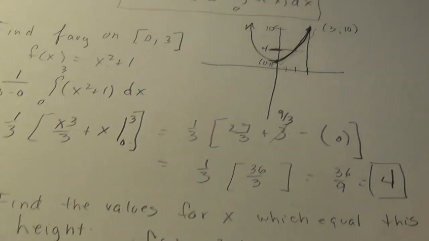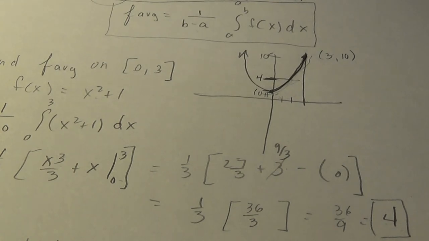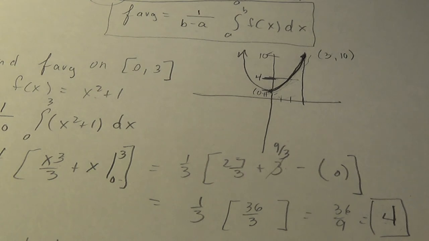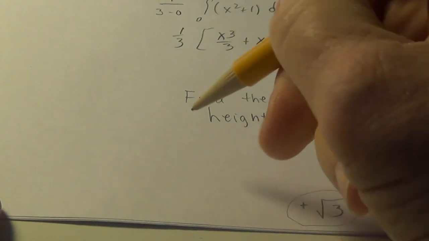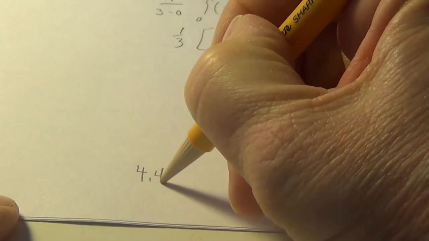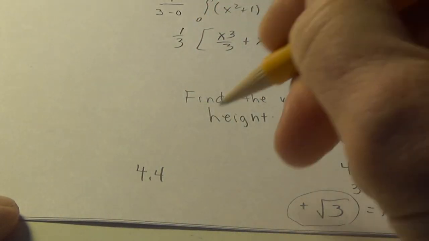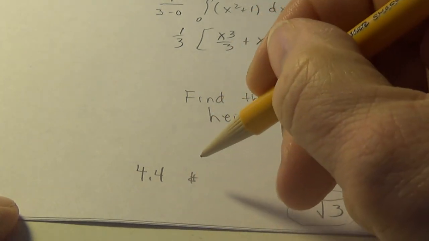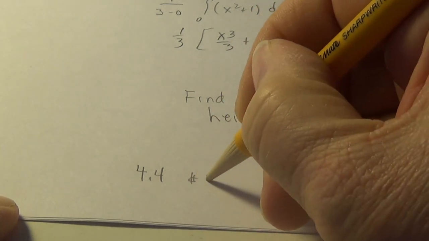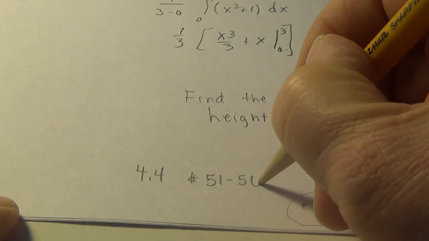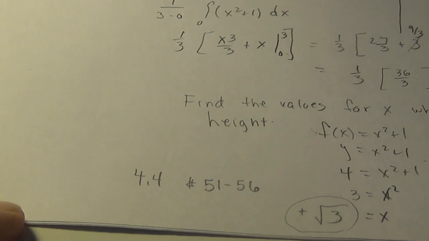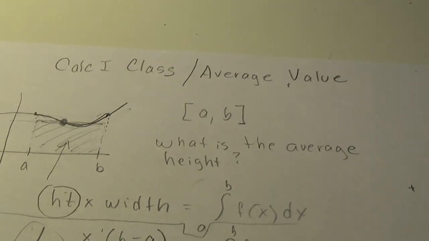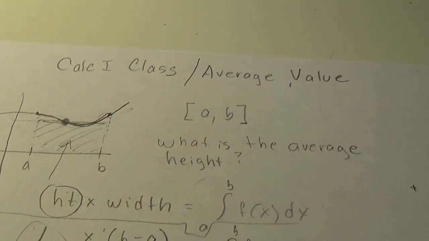All right, so let's see what I would have for you to do. Let's try section 4.4. I'm not sure what page it is, but go to section 4.4 in your book, numbers 51 to 56, and that will give you all the practice you need in finding the average value. Okay, see you soon.